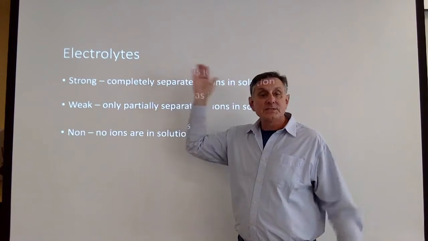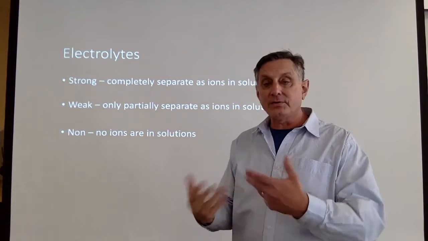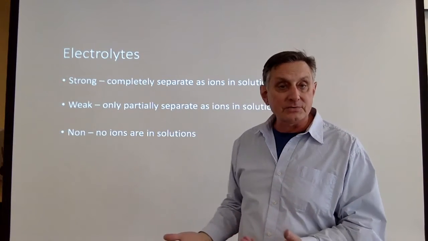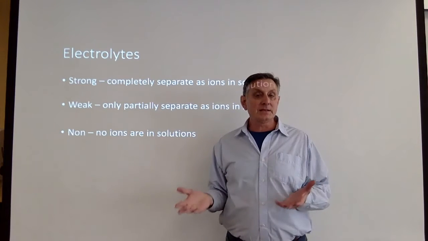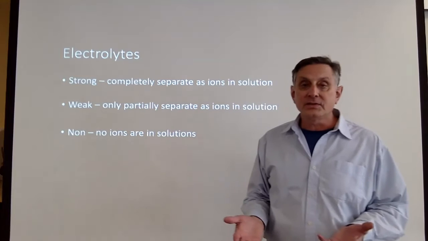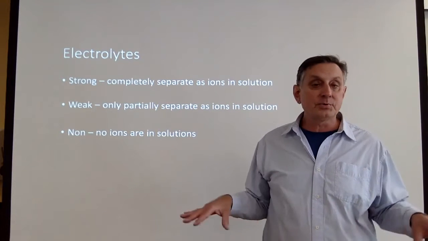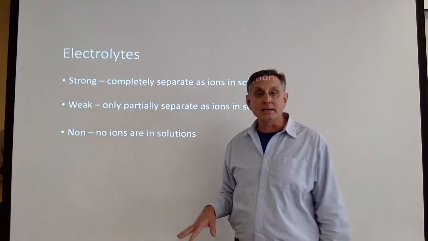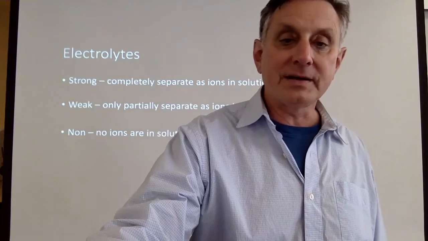So electrolytes are dissolved ions. Think about that as dissolved ions. The greater the number of dissolved ions, the greater the electrolyte strength. Strong electrolytes are compounds that completely separate as ions in solution. Weak electrolytes only partially dissociate. Things that don't produce any ions at all are non-electrolytes. So think about that in terms of the amount of ions dissolved.